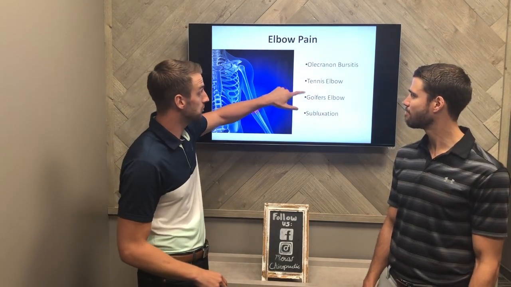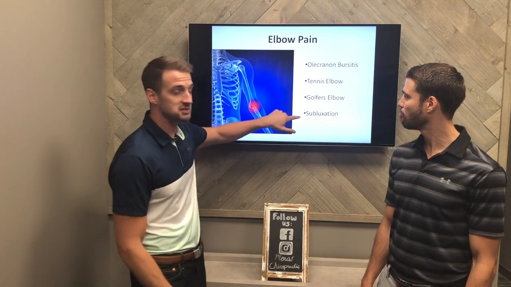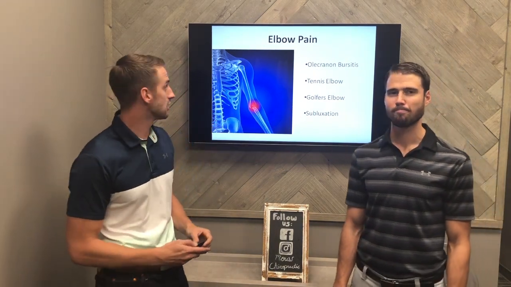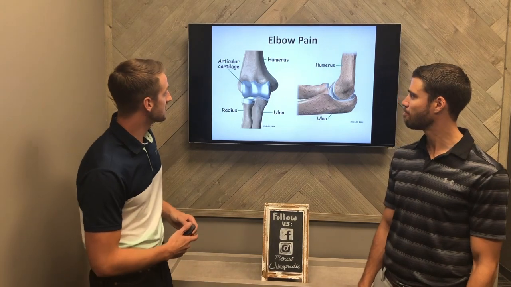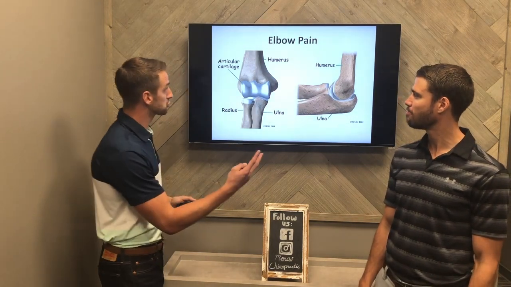We'll also talk about tennis elbow, golfer's elbow, very common. And of course, subluxation plays an effect into elbow issues as well. So the anatomy of the elbow, there's really three bones.